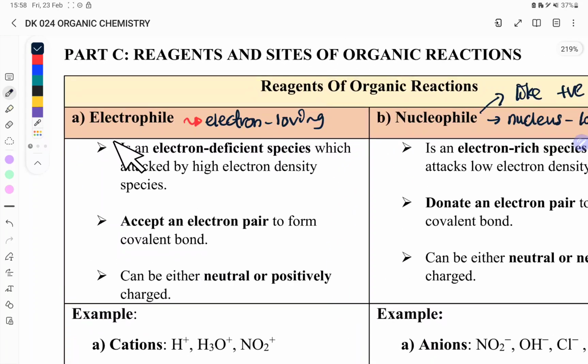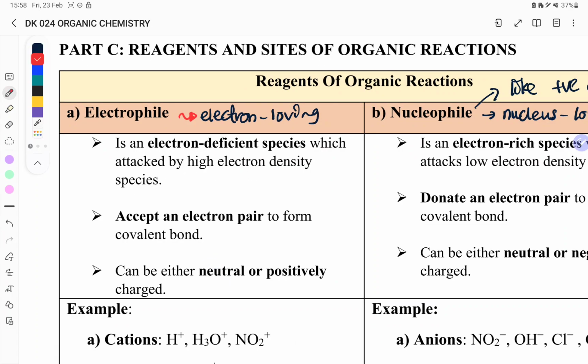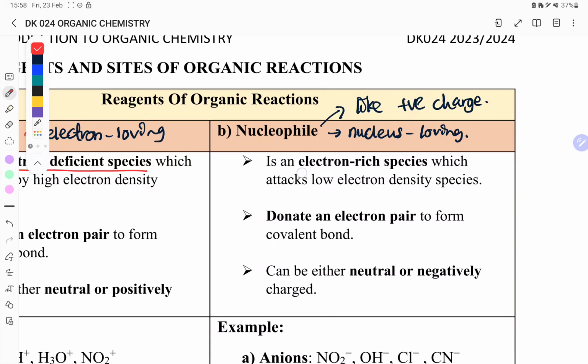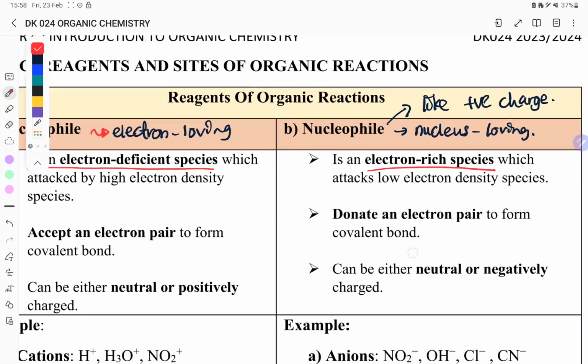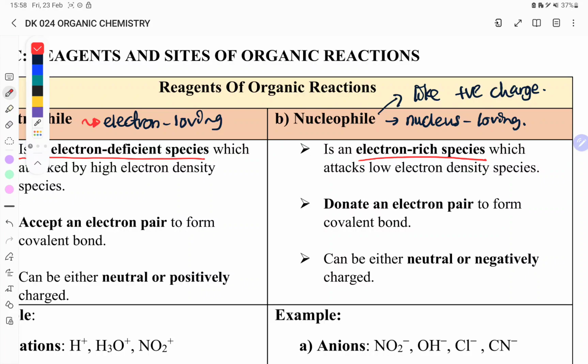So kalau kita tengok by definition, electrophile is an electron deficient species which attacked by high electron. Okay, so this one ni kamu tak payah, kamu fokus yang ini sahaja dahulu. Is an electron deficient species. Whereas nucleophile pula electron rich species. Deficient kurang tak cukup. Okay.